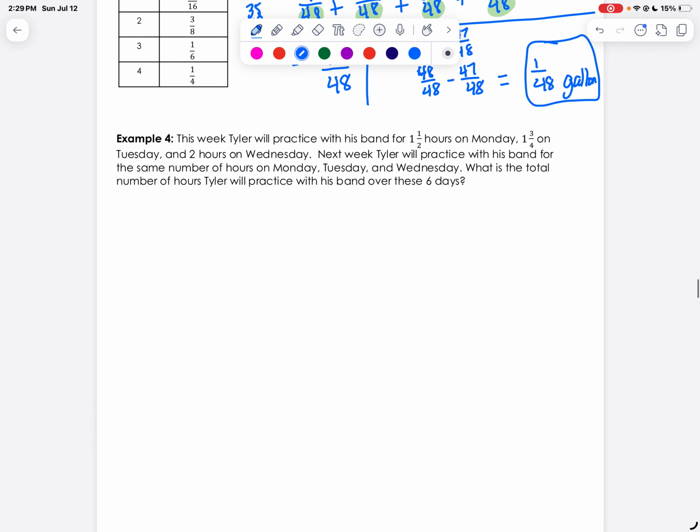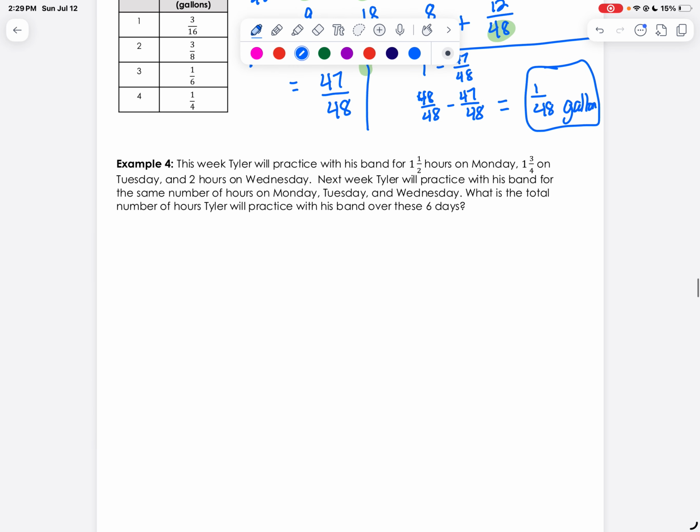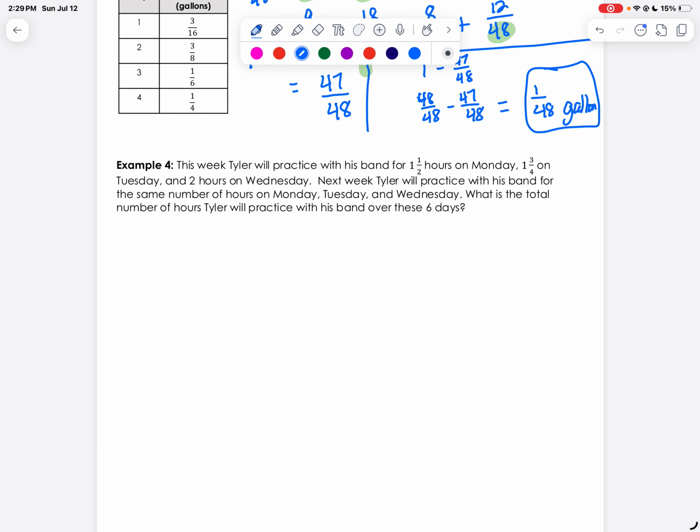All right. This week, Tyler will practice with his band for 1.5 hours on Monday, 1 3/4 hours on Tuesday, and 2 hours on Wednesday. Next week, he will practice with his band for the same number of hours on Monday, Tuesday, and Wednesday. What is the total number of hours Tyler will practice with his band over these 6 days?